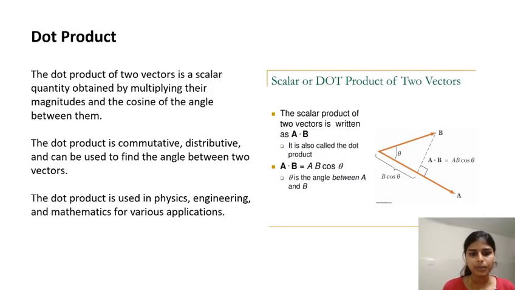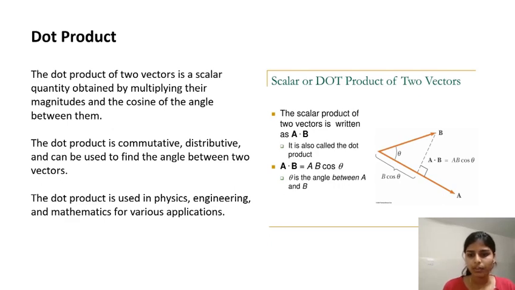And let's come to the dot product. The dot product of two vectors is a scalar quantity obtained by multiplying their magnitudes and the cosine of the angle between them. The dot product is commutative, distributive, and can be used to find the angle between two vectors. The dot product is used in physics, engineering, and mathematics for various applications.